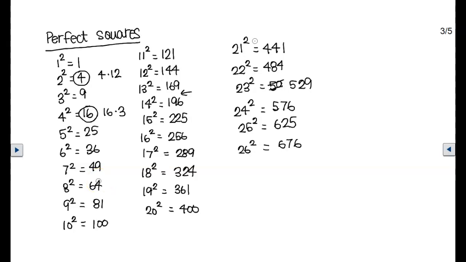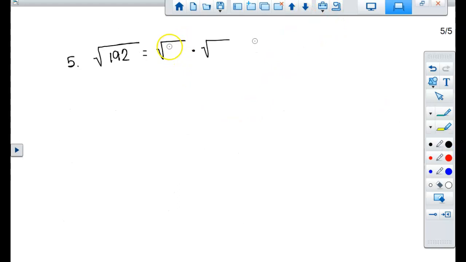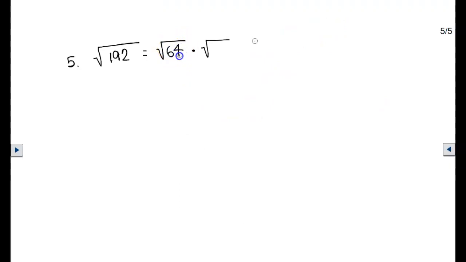When I do 192 divided by 64, I get 3. So 64 times 3 is 192. So right there's the combination I want to use. So the square root of 64 times the square root of 3. What number times itself is 64? That's an 8. What number times itself is 3? We don't know. So 8 square roots of 3, 8 root 3, would be the answer for that.